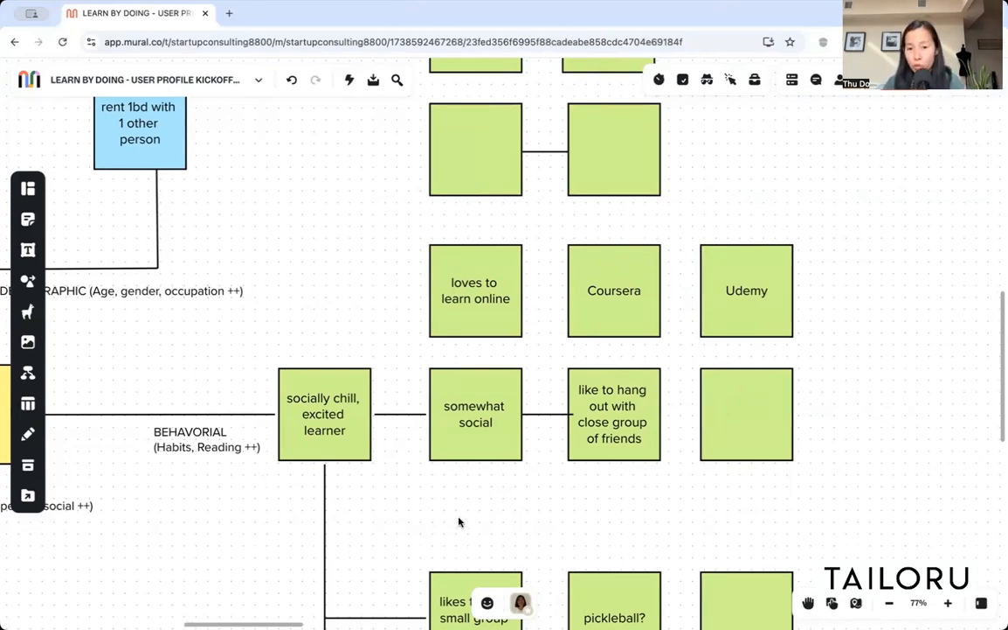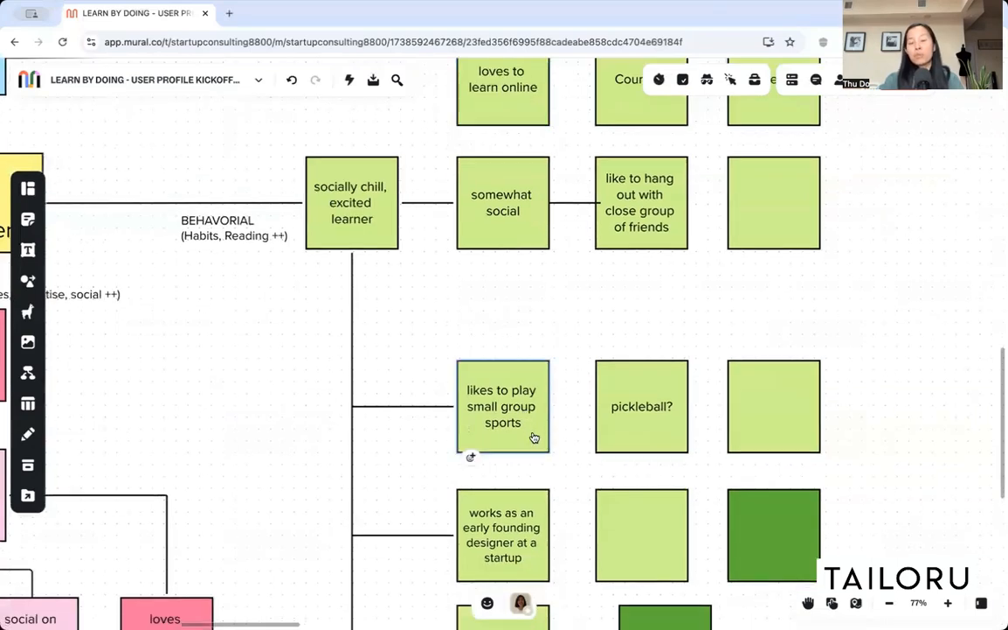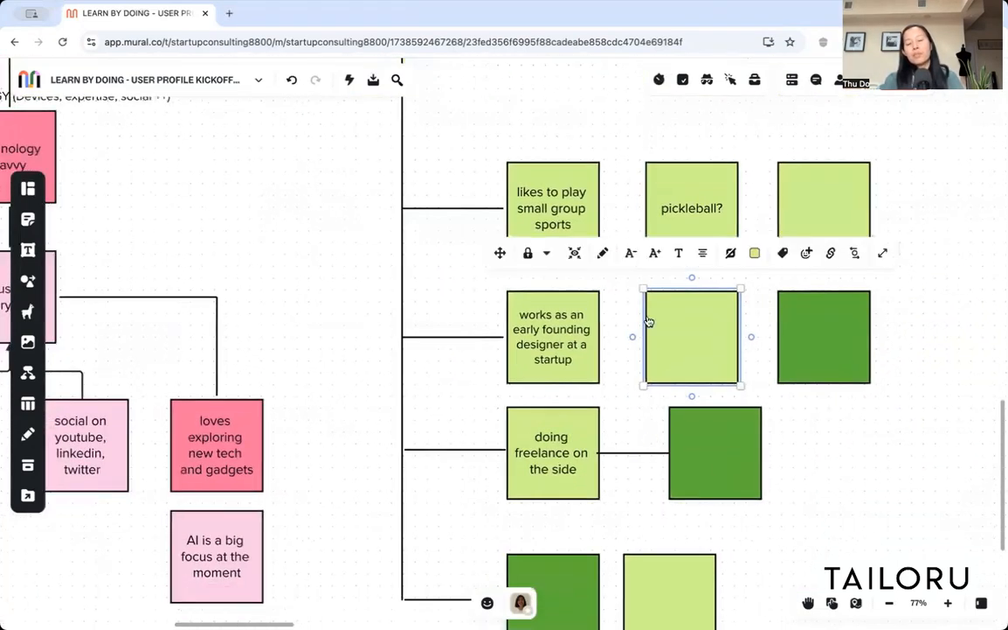He's somewhat social, likes to hang out with a close group of friends. He loves to learn online. Now, this is important for us because we are a learning online platform. And so this person likely would like the Coursera and Udemy of the world. He likes to play small group sports. And so these pieces are important for someone who has little time, but who loves to learn and apply towards his own business and his own practice, right? Alex works as an early founding designer at a startup, and he's also doing freelance on the side.